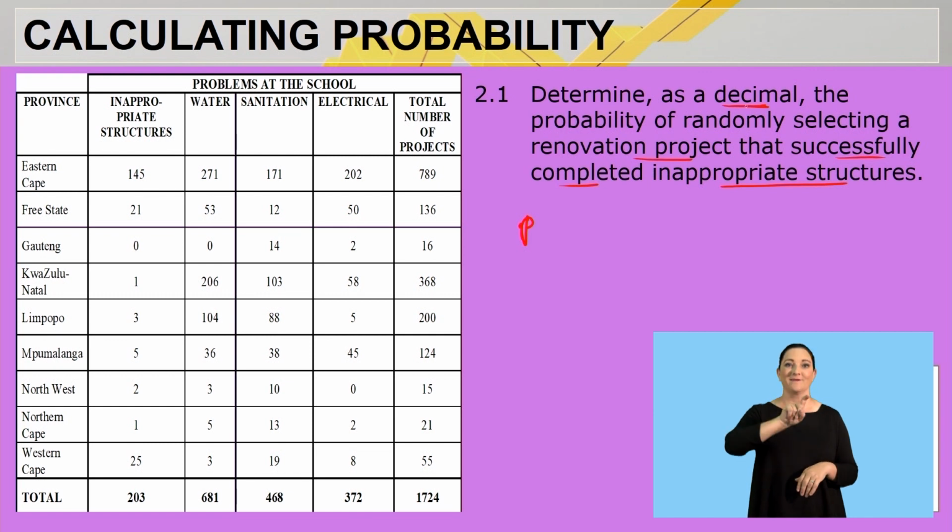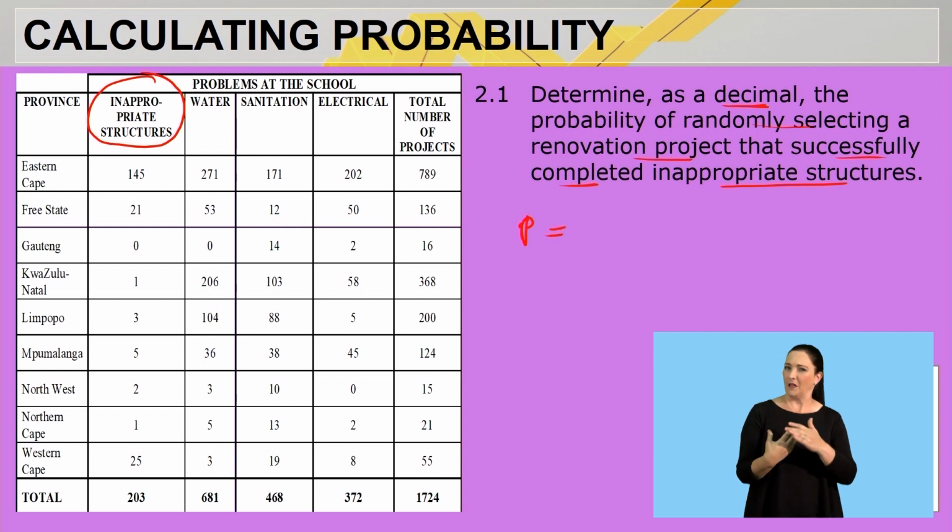Also important, it must be written as a decimal. We are randomly selecting a renovation project, so it can be any of these, but that was successfully completed inappropriate structures. So I'm sure you'll agree with me, that is our inappropriate structures. So remember, how do I determine probability? We get the number of favorable outcomes divided by the total number of possible outcomes. So what is the total number of possible outcomes?